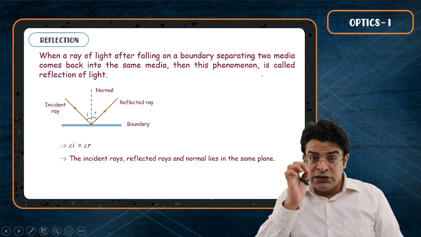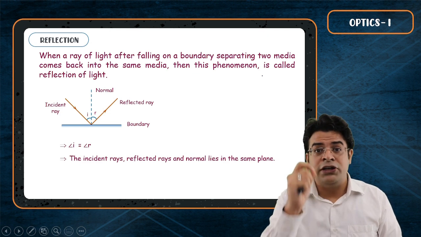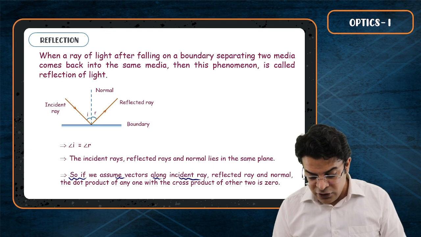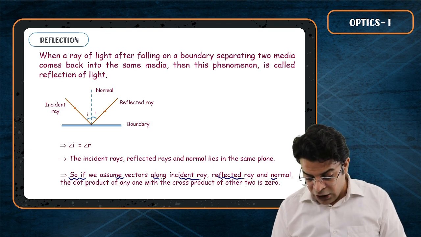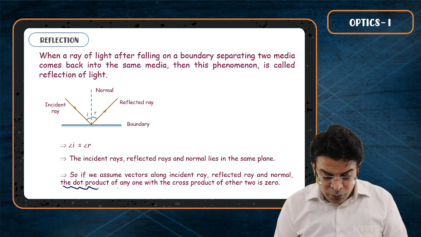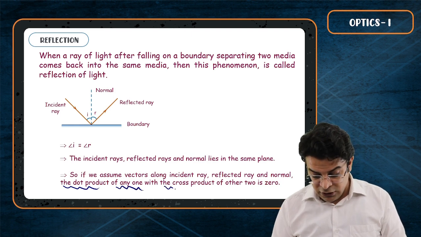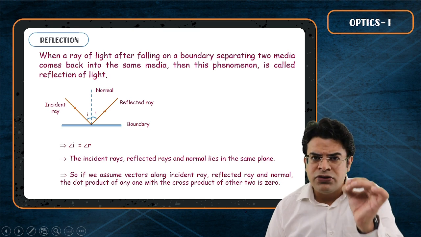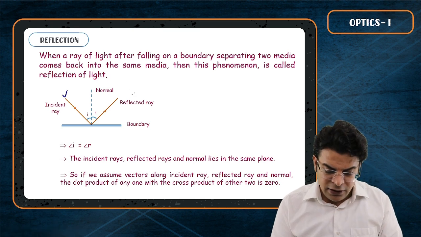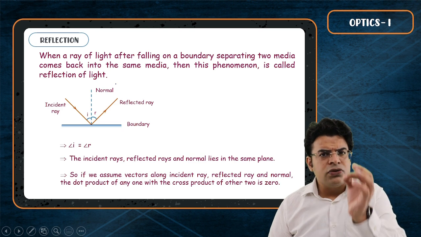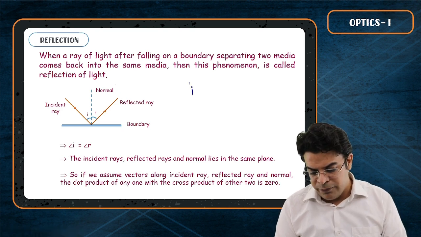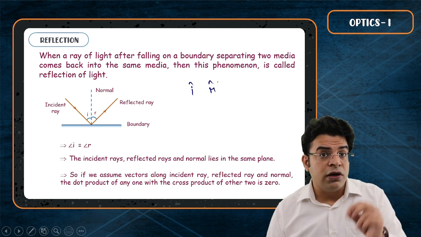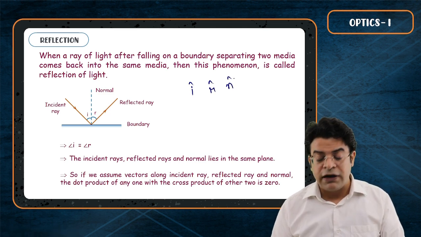So listen to this statement carefully. It's an important statement. If we assume vectors along the incident ray, reflected ray and normal, the dot product of any one with the cross product of the other two is 0. Let's visualize three unit vectors along the incident ray, reflected ray and normal. Let's call these three unit vectors I cap, a unit vector along the incident ray, R cap, a unit vector along the reflected ray, and N cap, a unit vector along the normal.